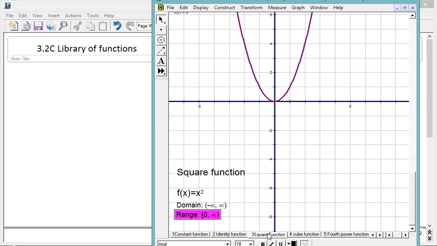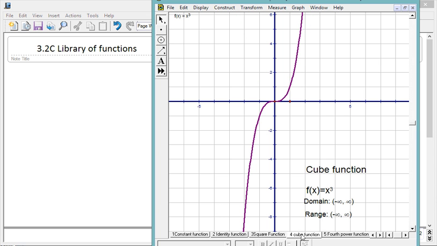The third one is the square function. Basically, it's our parabola. We've done quite a bit with this, I think, over your classes. It looks in the form of f of x equals x squared, and the domain is all real numbers, and the range is just all positive numbers, and 0. 0 is part of the range. We can get 0 as an answer. But the range goes from 0 to infinity.